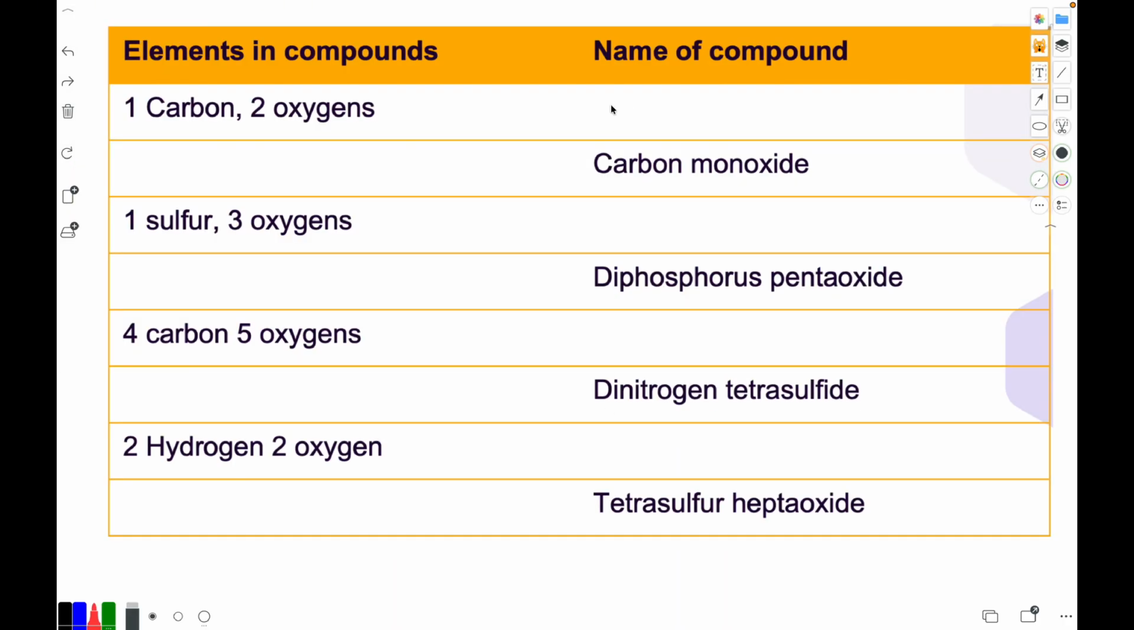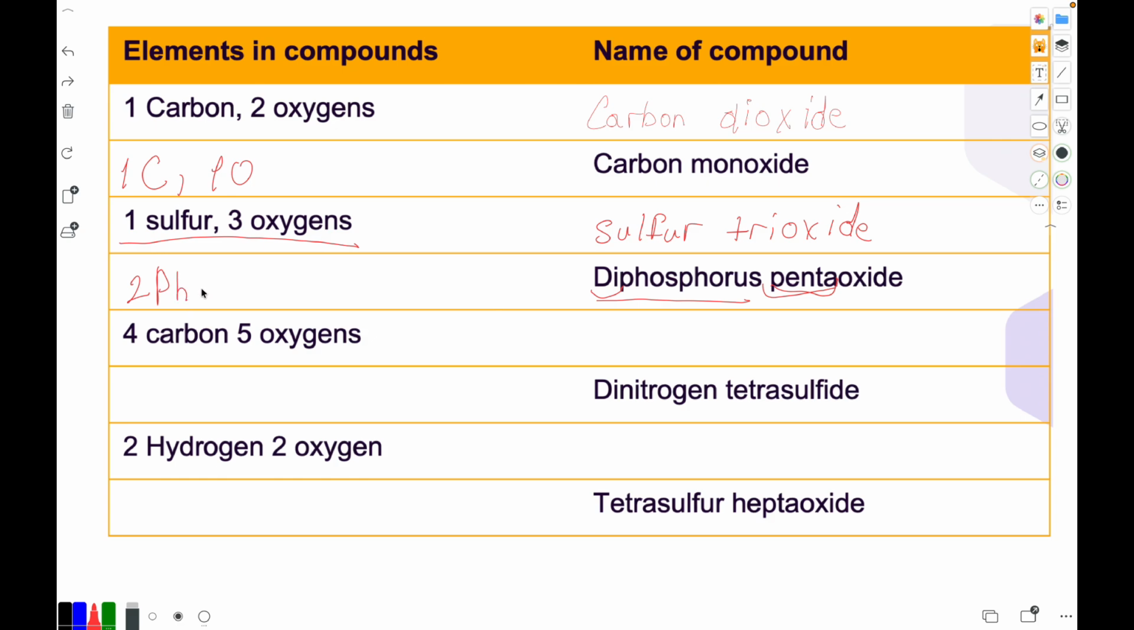Here are some examples for nonmetal elements. First of all, 1 carbon and 2 oxygens. It will be carbon dioxide because di means 2. Name of compound is carbon monoxide, and then elements will be 1 carbon and 1 oxygen. Elements are 1 sulfur and 3 oxygens. Name of the compound will be sulfur trioxide. Name of the compound is diphosphorus pentoxide. Di means 2 phosphorus, and penta means 5 oxygens.